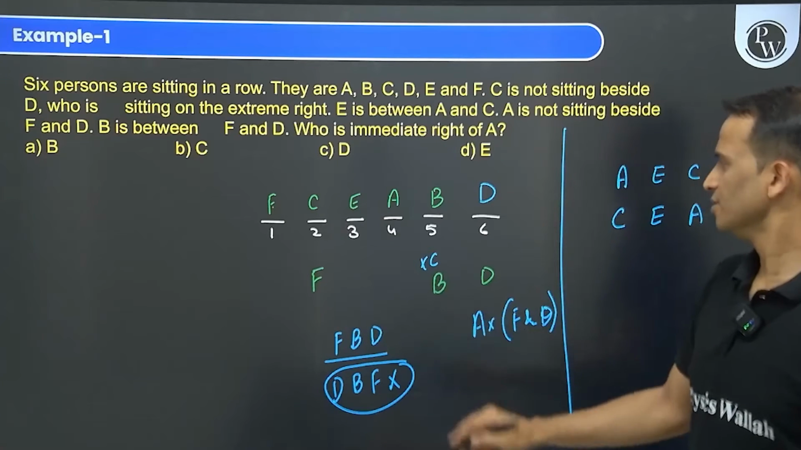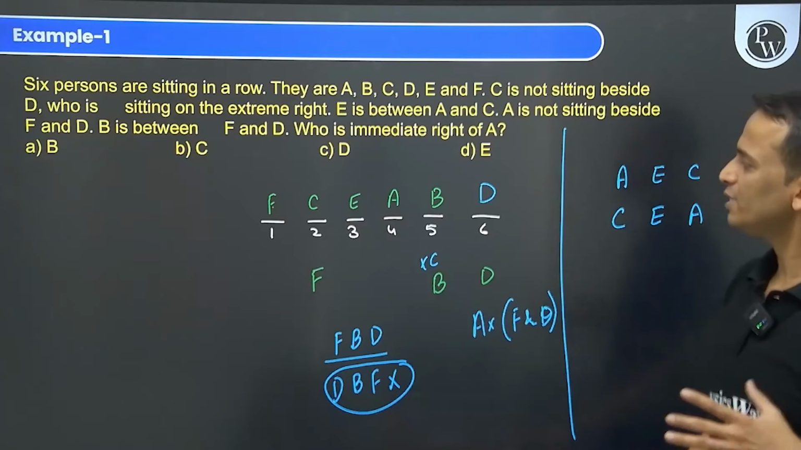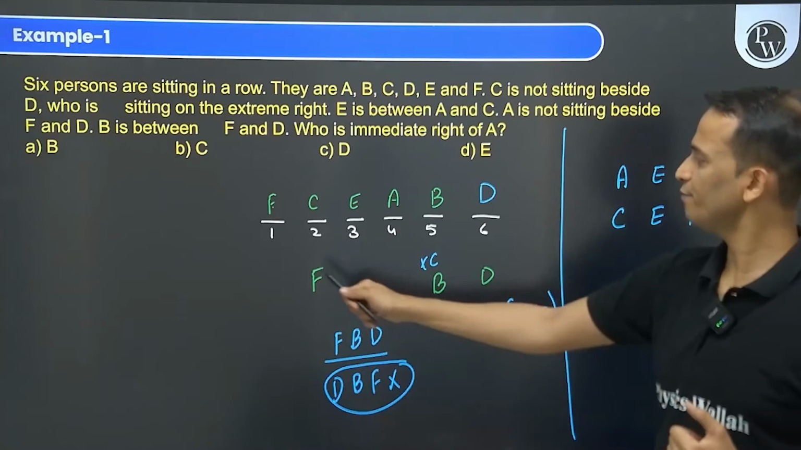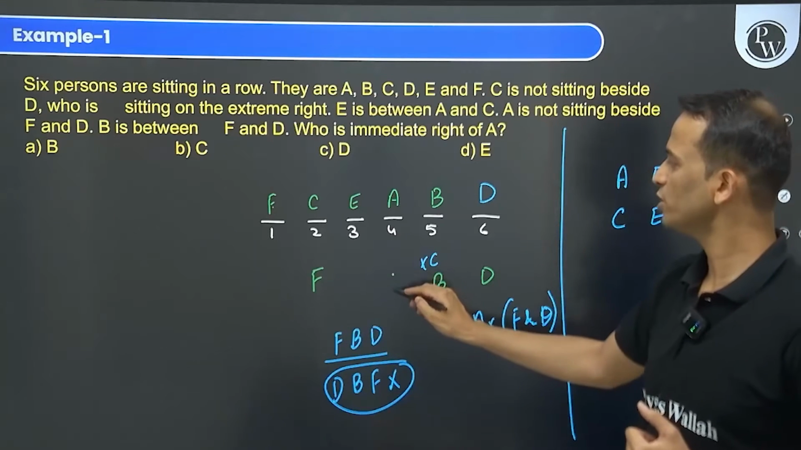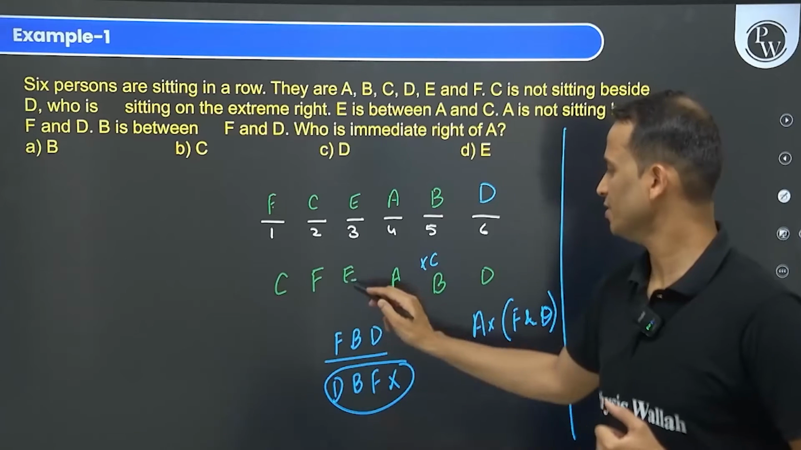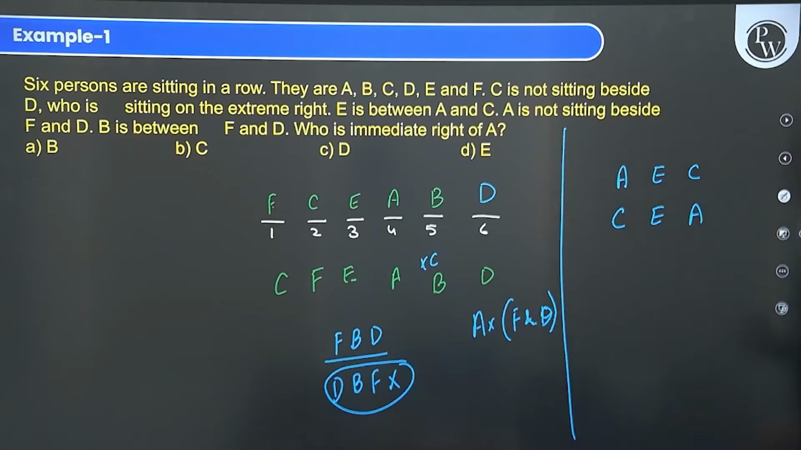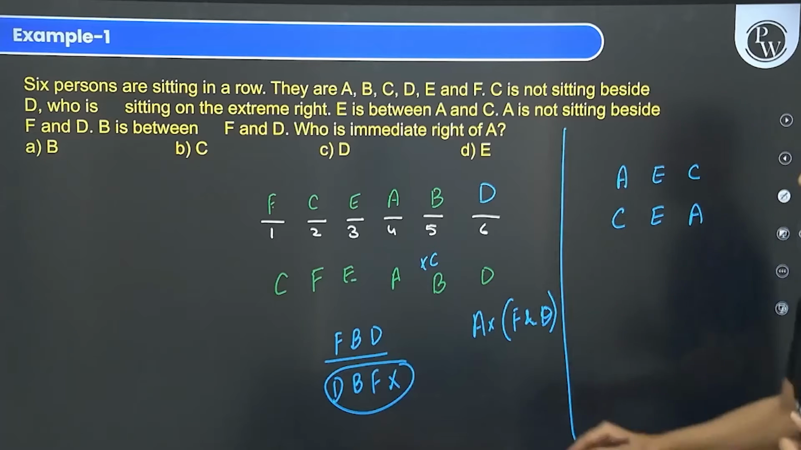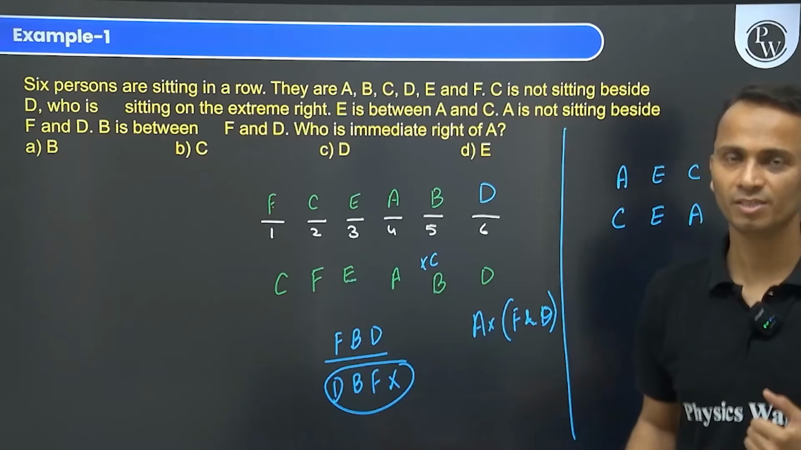और B यहां पे है, राइट? सो A E C और C E A, A जो है F और D के साथ नहीं बैठ सकता, तो A को मुझे यहां बिठाना पड़ेगा. E will sit here and C will sit here. Okay, right? So E is between A and C. Again, this is a possibility, right?